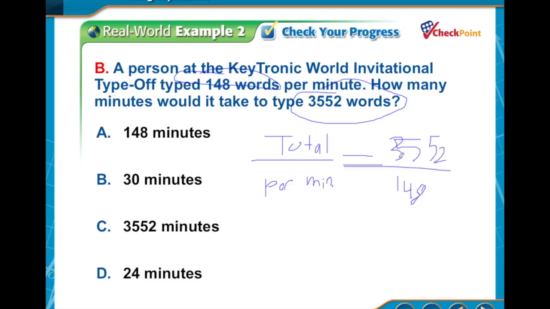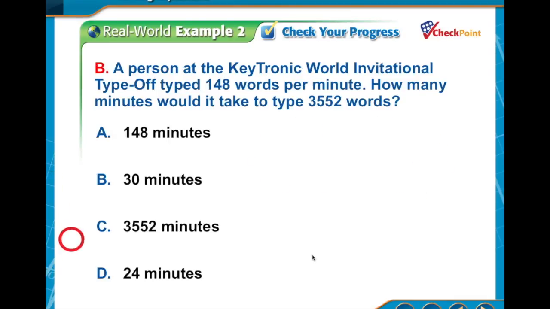So if we divide this 3,000 number by 148, what would we get? Well, we would find that it comes out to be 24 minutes. So it would take you 24 minutes to get to a little more than 3,000 words. If you want to double check that, you can do 24 times 148 and make sure you get this 3,000 number, which you would. So for 2B, it is 24 minutes. Just one step.